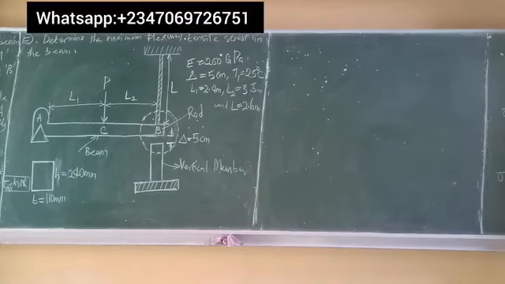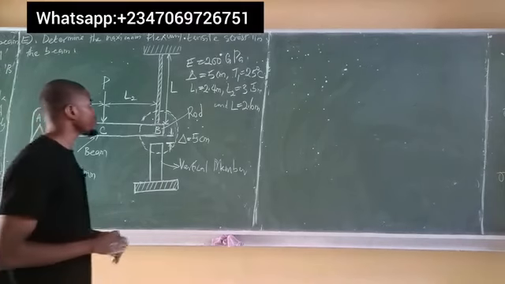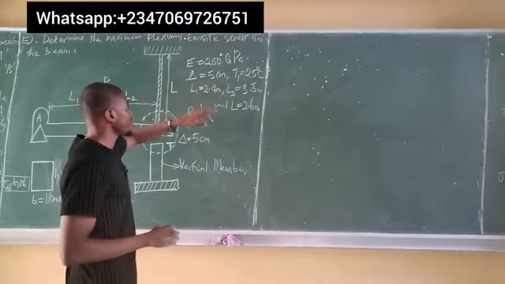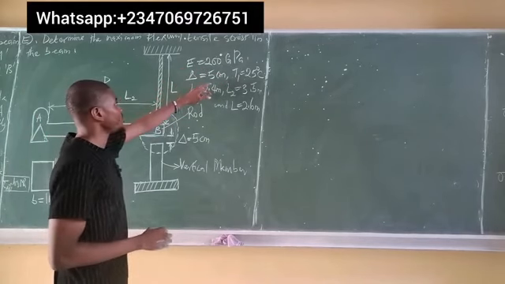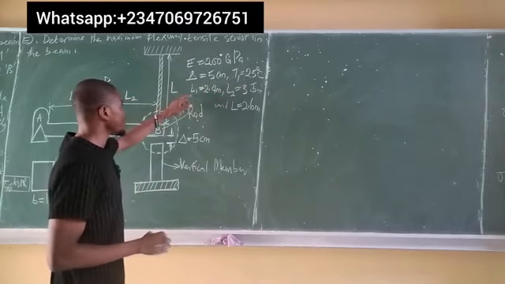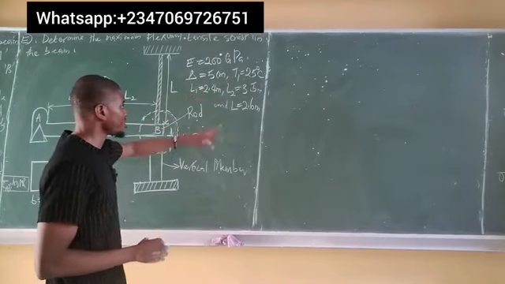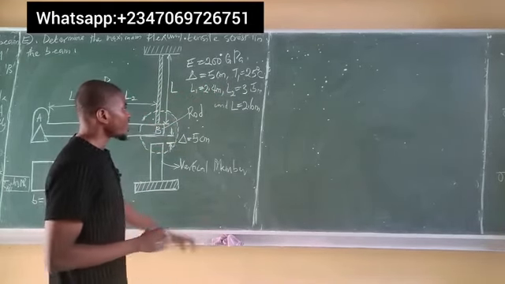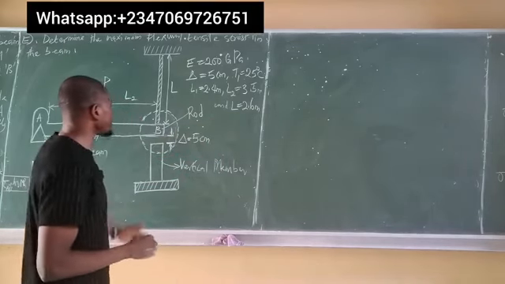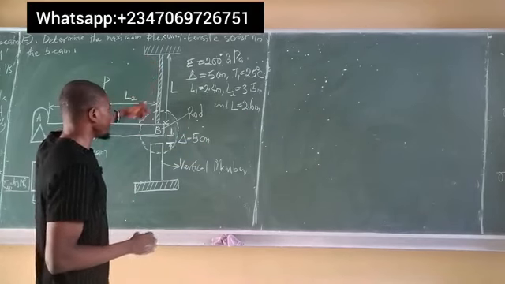All right, so we're given this beam, and then you're given these parameters. Take Young modulus to be 200 gigapascal. You have delta to be 5 centimeter. You have T1 to be 25 degrees Celsius. You have L1 to be 2.4 meters. You have L2 to be 3.5 meters. And you have L to be 2.6 meters. Now, in this case, L stands for the length of the cable.